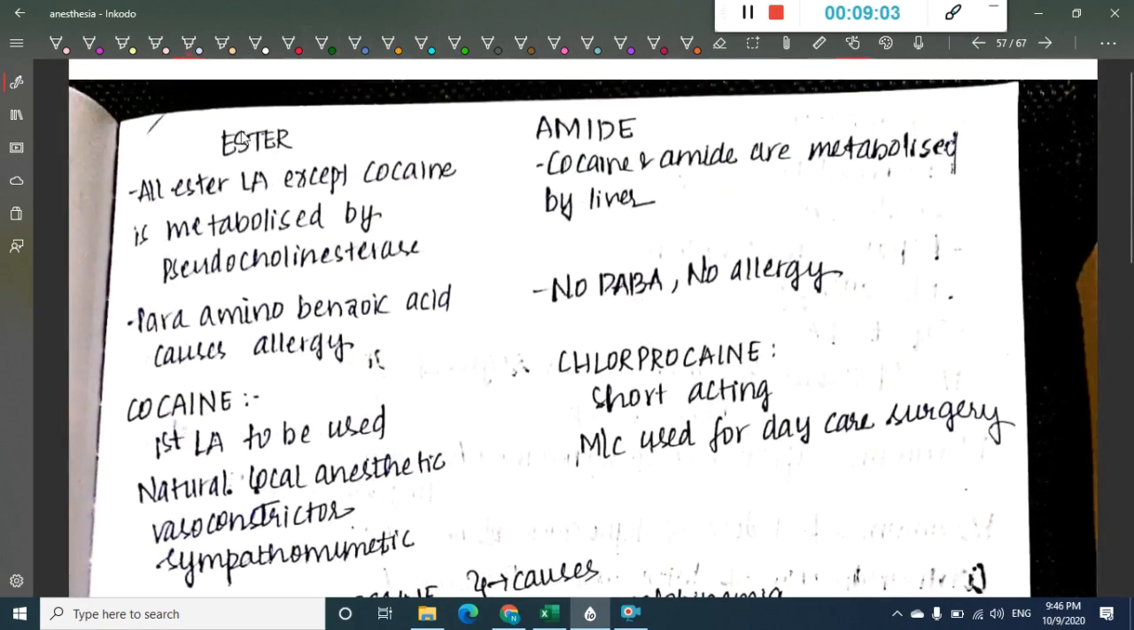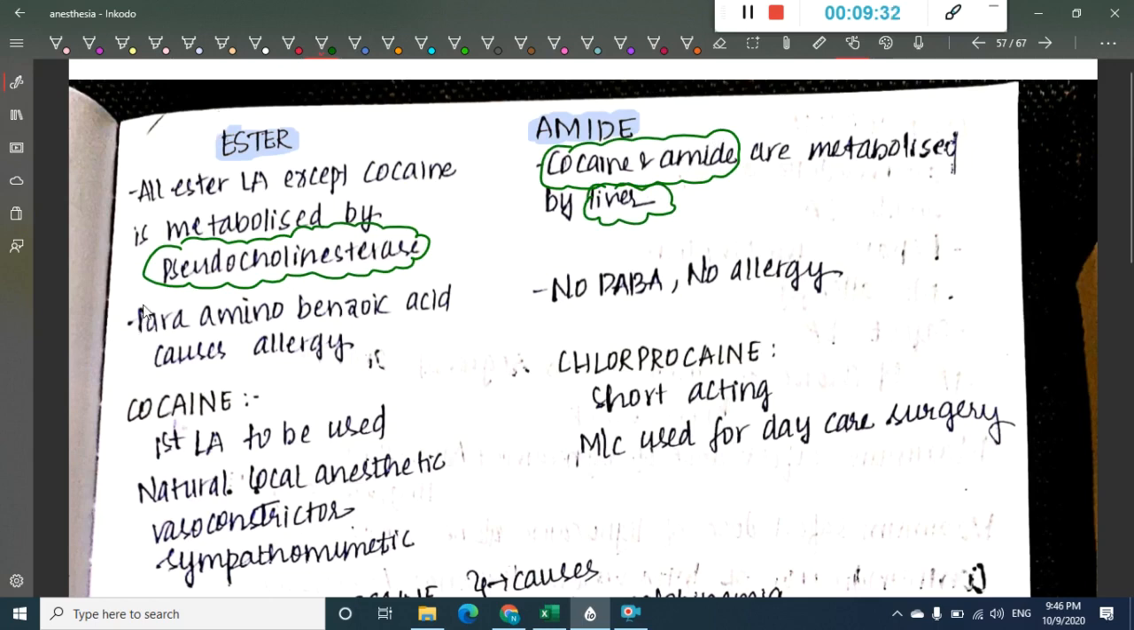Then if you see the differences between the esters and the amide groups, all ester local anesthetics except cocaine are metabolized by pseudocholine esterases, whereas amides and cocaine are metabolized mainly by the liver.